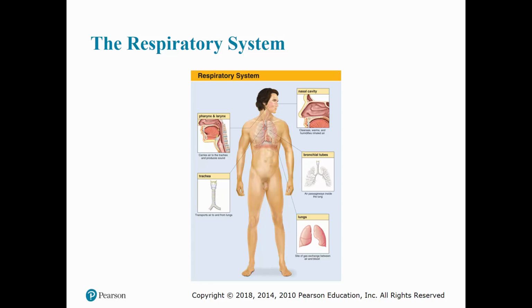Within our respiratory system, we have our nasal cavity. Our nasal cavity helps clean and warm the air that we breathe in. You have your pharynx and larynx. This connects to your trachea and helps produce sound. You have your bronchial tubes, which are the passageways inside your lung.